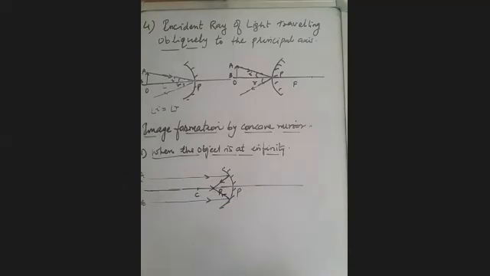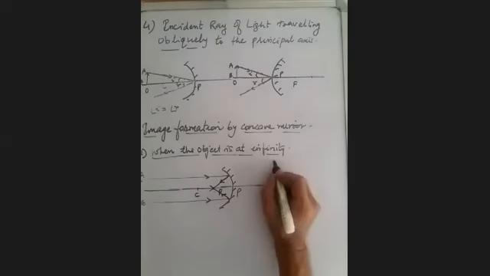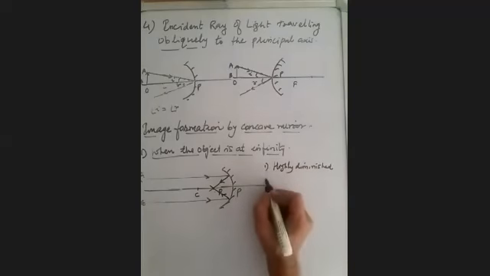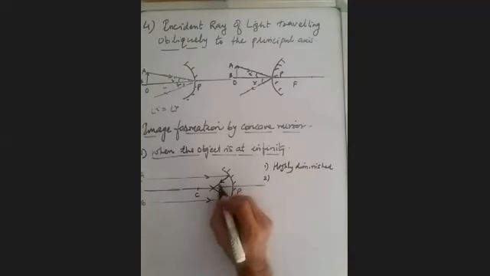Therefore, the image in this case is a point size image, very small, highly diminished. The nature of the image is, the size of the image is highly diminished. And second, because the rays are actually meeting at one point, that point becomes the image, and that image, what type of image is it? It is the real image.